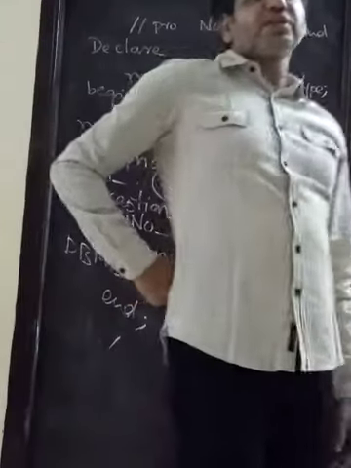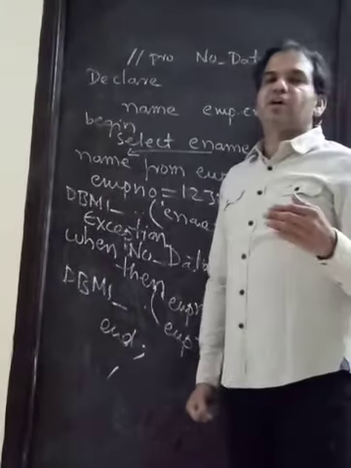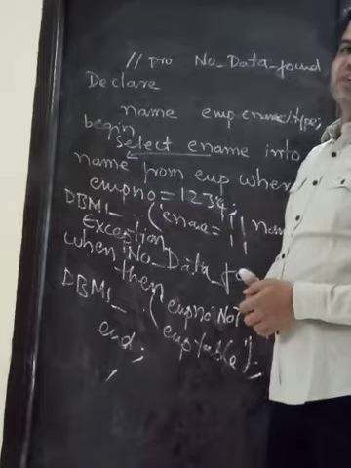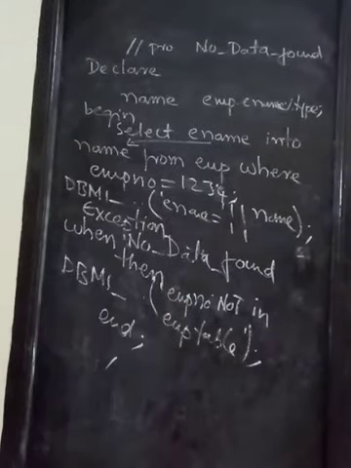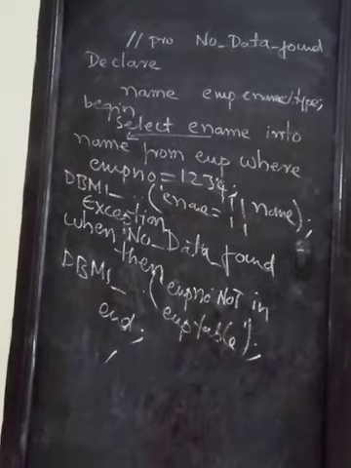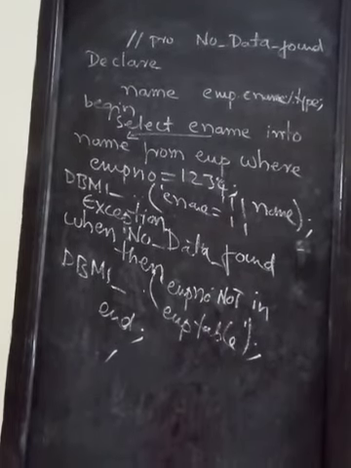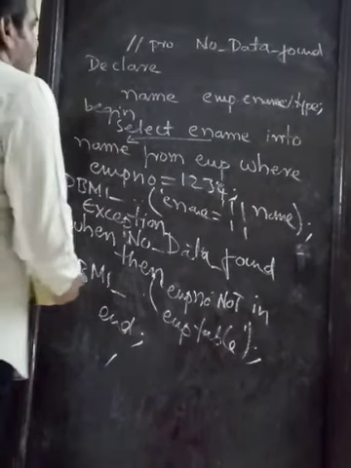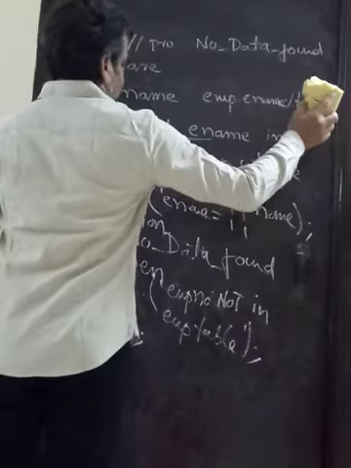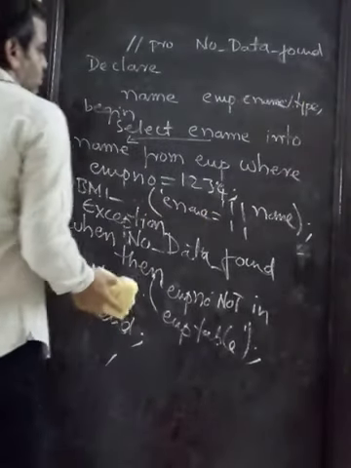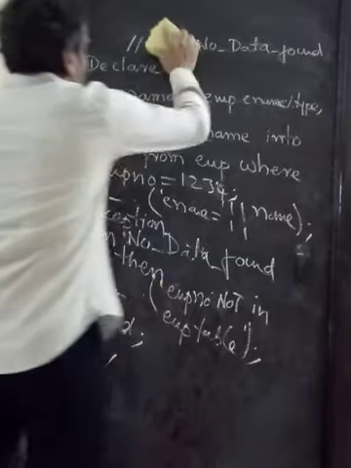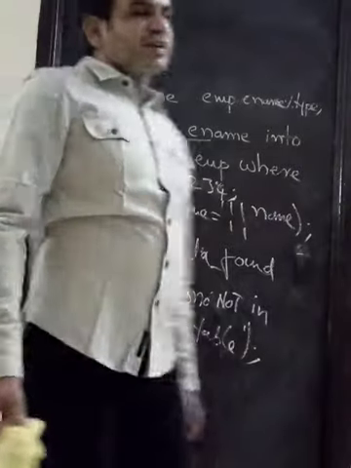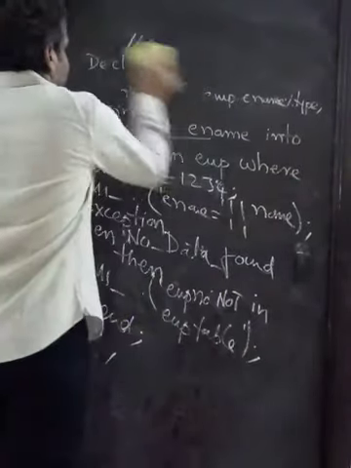Okay. So this is one of the concepts. After no data found, then the too many rows exception will be there, that we will see. So in this is the program, and first of all we'll see the theme.